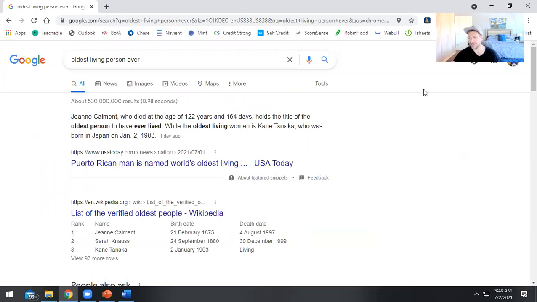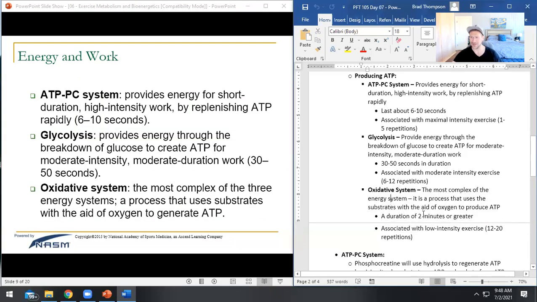122 years old, that is very oxidative. I'd say that's greater than 2 minutes. So glycolysis, right? Medium intensity. Generally, we think of this as lasting about 30 seconds in general, but if you're pretty good at it, maybe 30 to 50 seconds. If you're really good at it, maybe even longer, depending on how incredibly good at it you actually are.